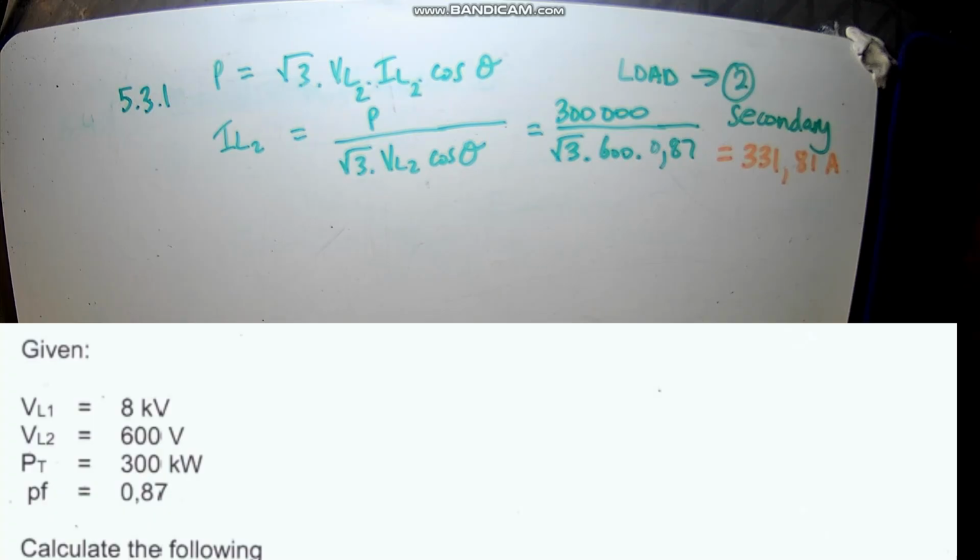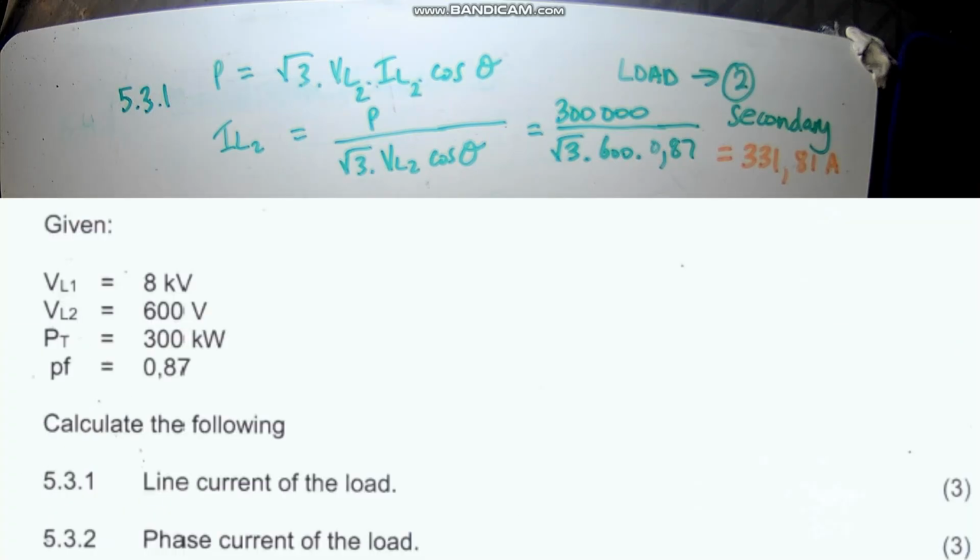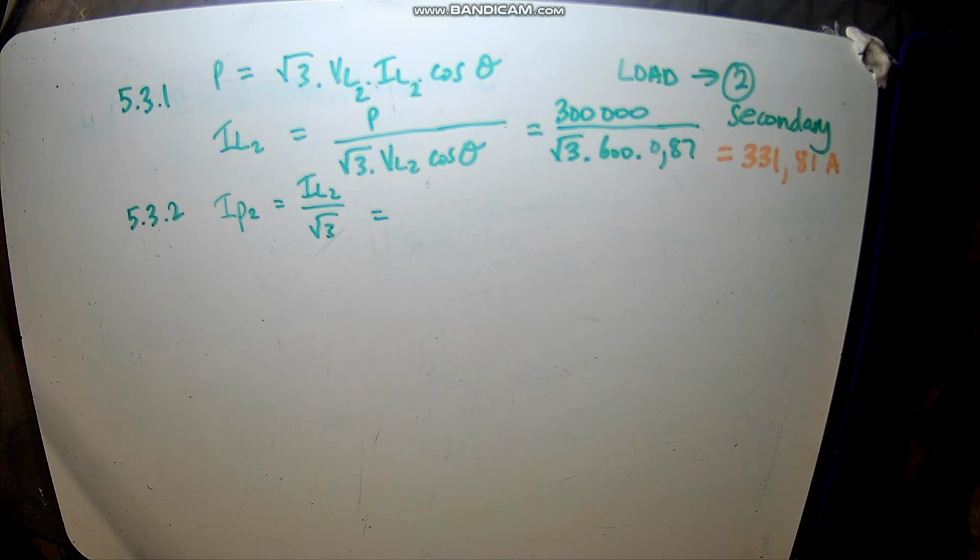The second question says the phase current of the load. So we're still dealing with the secondary side, okay, the right hand side. So phase current, I phase 2, is equal to IL2 over root 3.